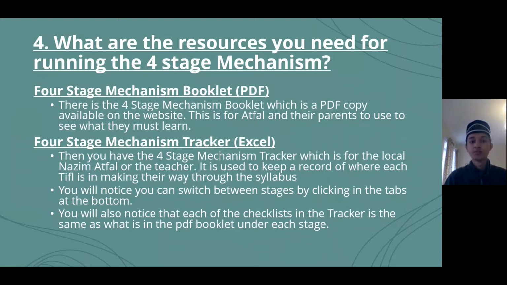Firstly, the 4-stage mechanism booklet, which is the PDF file. This is mainly aimed at Atfal and parents, but it's crucial that you familiarize yourself with the booklet prior to setting the test. And this is, of course, available on the Atfal website as well. The second resource that you will need is the 4-stage mechanism tracker. This is the Excel file. This is clearly meant for you to use as a means to track the progress of each and every single individual. So now let's have a look at both these files.